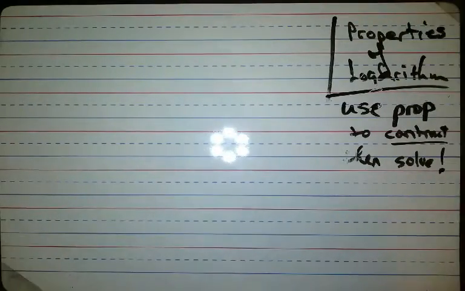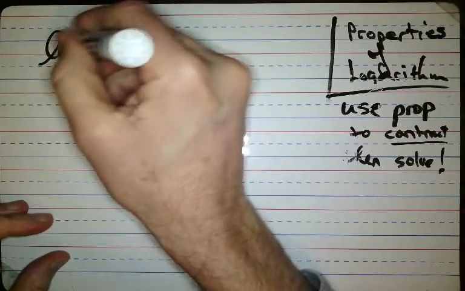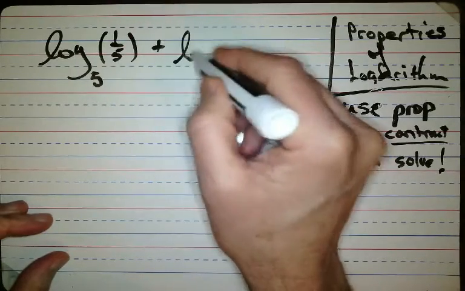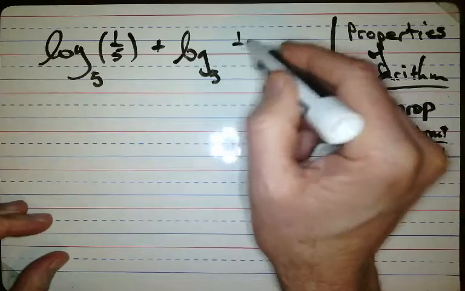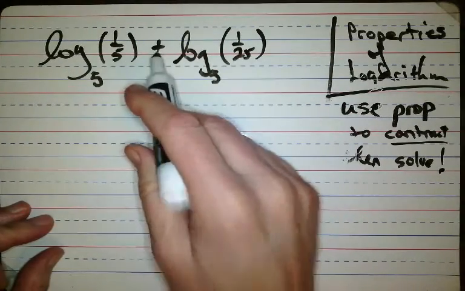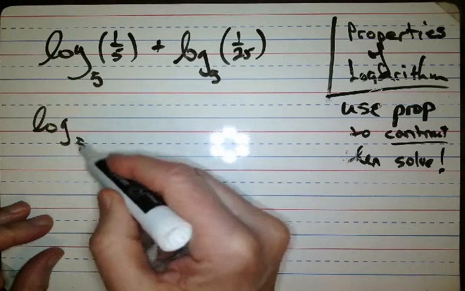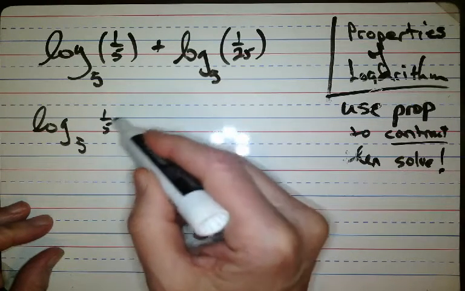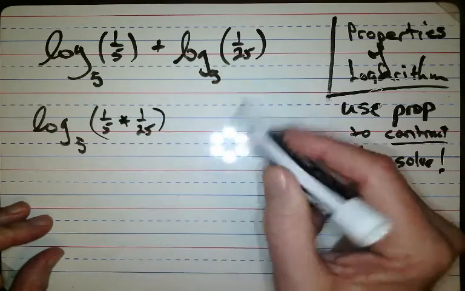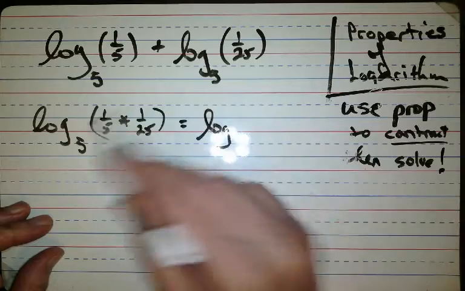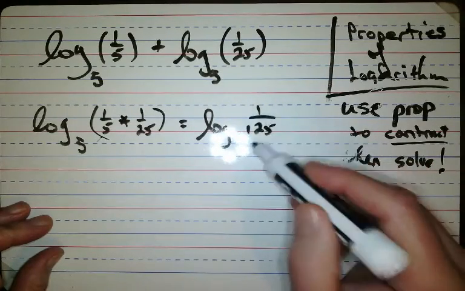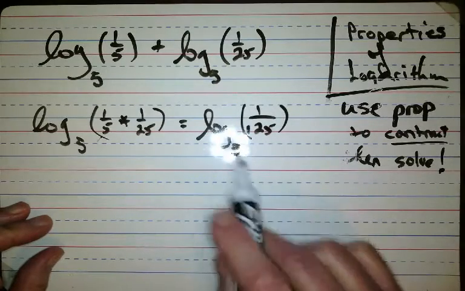Okay, what if we had something like this? Log base 5 of 1/5 plus log base 5 of 1/25. Well, we know that plus means multiply, so that'll be log base 5 of 1/5 times 1/25. Remember how to multiply, top times top. Top times top would be 1. Bottom times bottom would be 125. Woohoo! Log base 5 of 1/125.